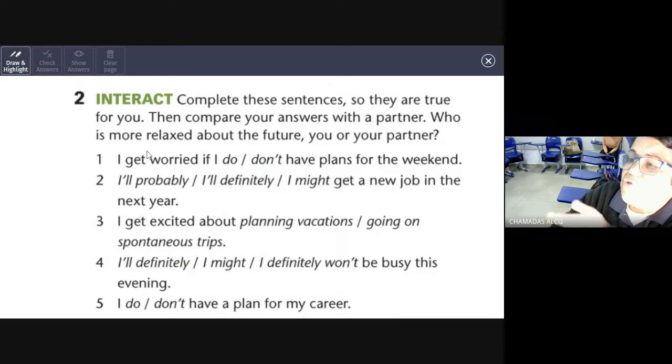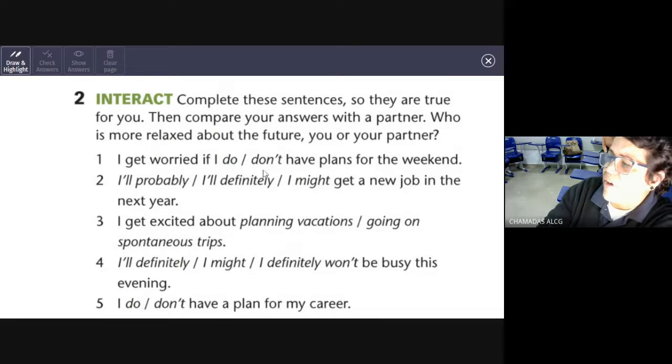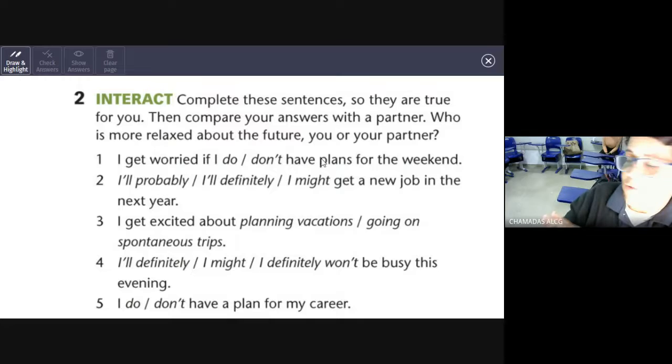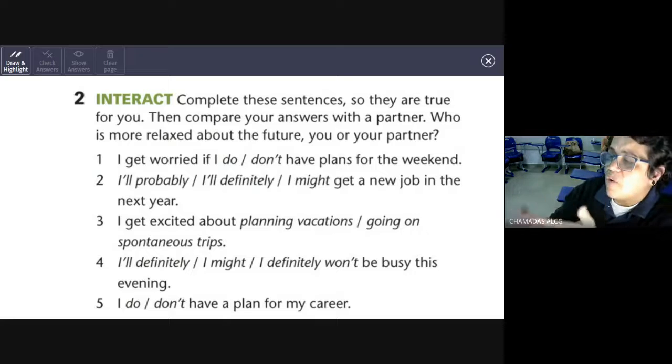To make it really true, I would say I don't get worried if I have plans or don't have plans for the weekend. Number two, let's check it out. Here we have three different modal verbs. Actually, two, will and might. And here we have an adverb of possibility, showing different degrees of possibility, right? Or how you feel about it.